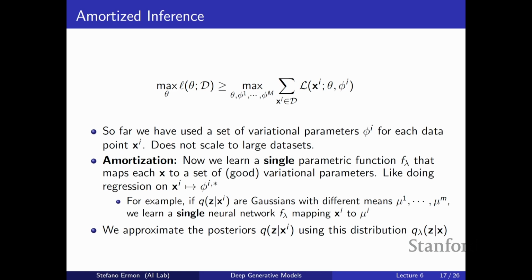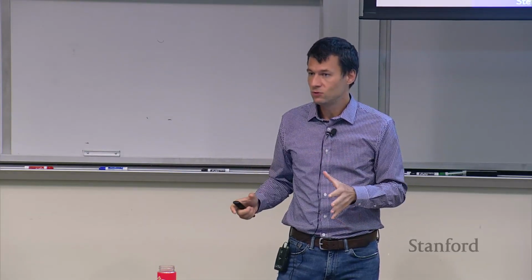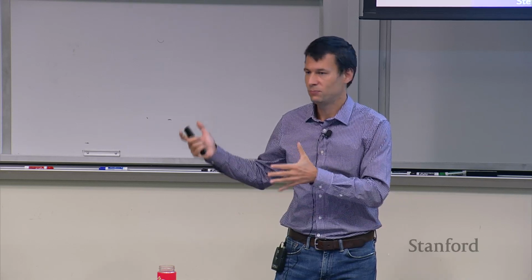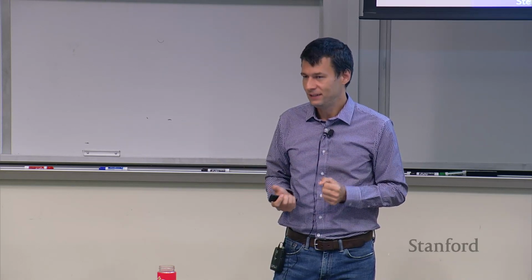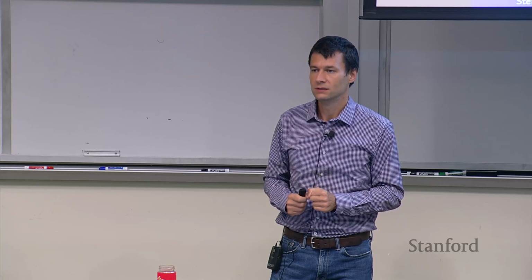But we need to set the dimensions of phi as a hyperparameter. Yeah, so the dimension of phi and the family that you choose, is it a Gaussian, or whatever variational family, that's a modeling choice. So yeah.